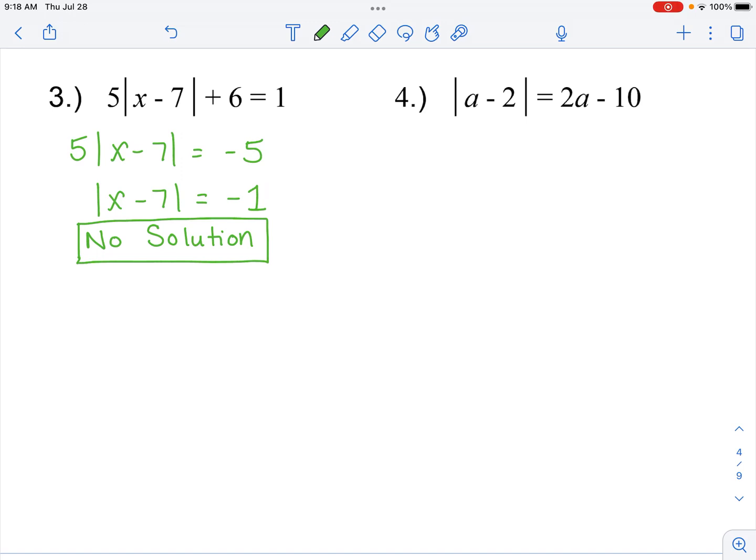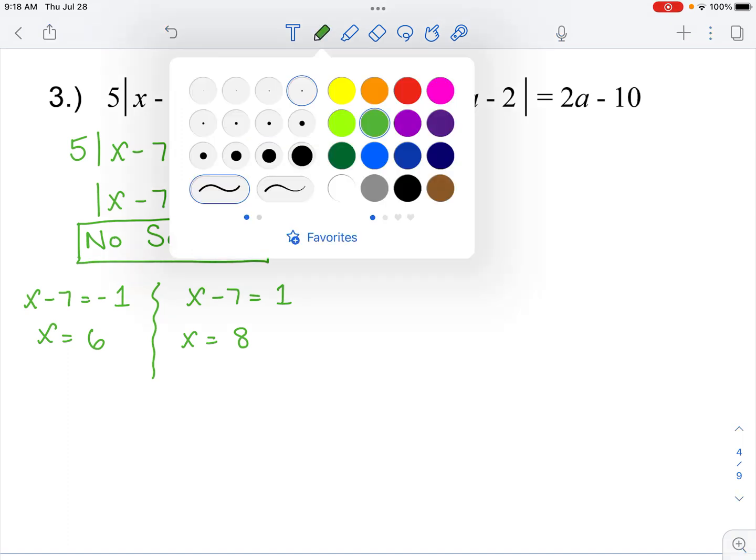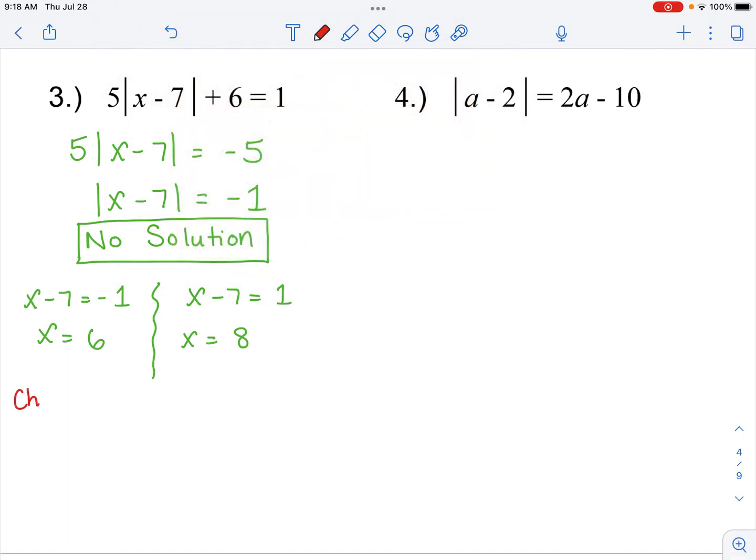Here's how I could prove it though. And again, if you recognize this on a test, you can stop right there. But if you broke into cases, you would have x minus 7 equals negative 1, and then you could also have x minus 7 equals positive 1. Then solving this, I would get x equals negative 8. No, you're adding 7 to both sides. My bad. You're going to get x equals 6. And on the second one, you're going to get x equals 8. Then when you go to check, that's where you're going to run into issues.